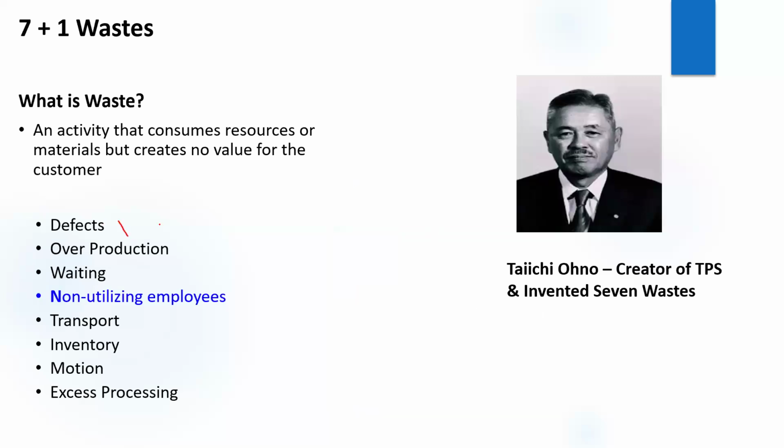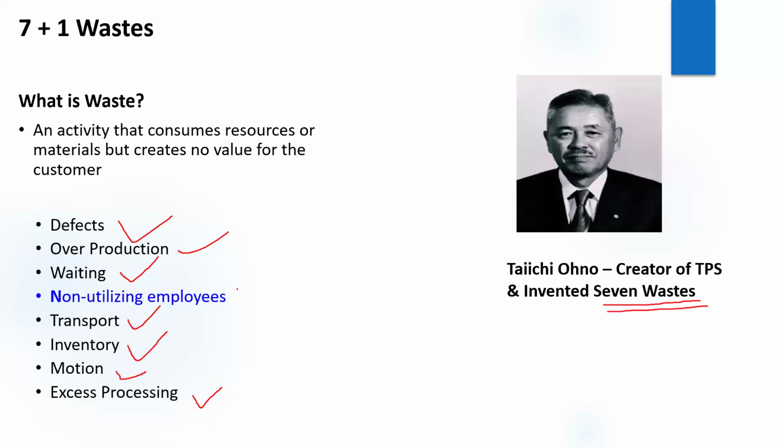Defect, overproduction, waiting, transportation, inventory, motion, and extra processing. These 7 wastes were discovered by Taiichi Ohno.